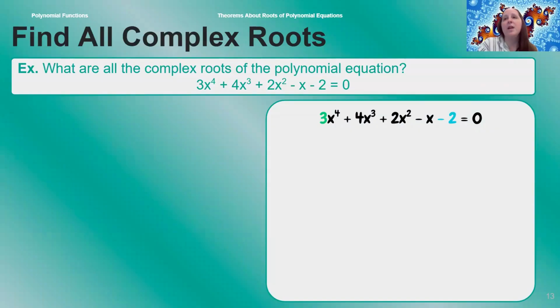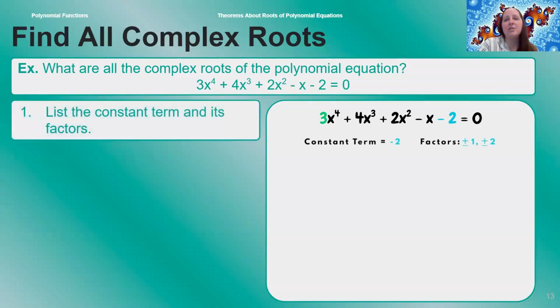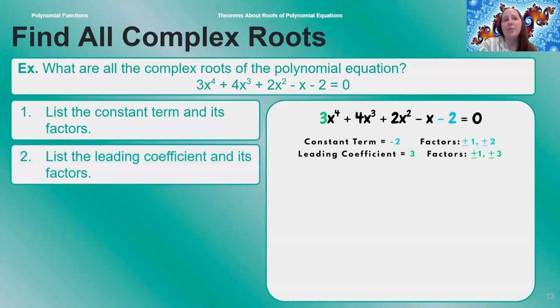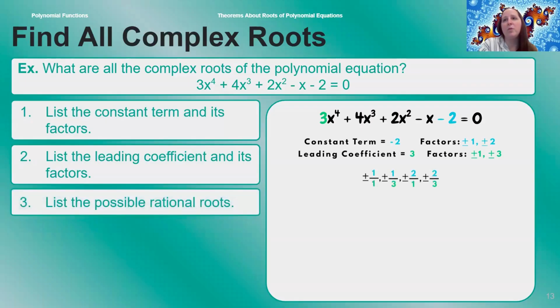The first thing I want to do is recognize that 3 is my leading coefficient and negative 2 is my constant, so I can figure out what possible solutions I would have. My factors for negative 2 are 1 and 2, and my factors for 3 are 1 and 3. So now I can list out all my possible solutions: 1 over 1, 1 over 3, 2 over 1, 2 over 3. In this case, I don't have any that repeat or are like terms, so these are the 4 possible solutions that I have.